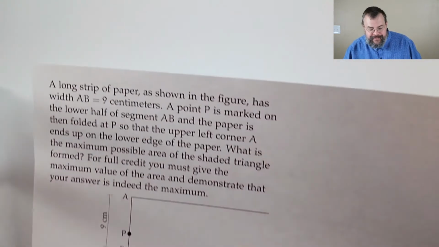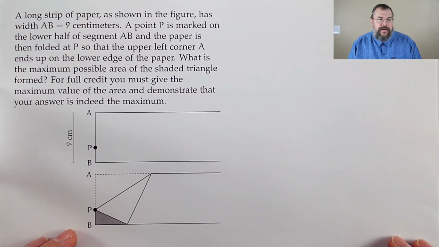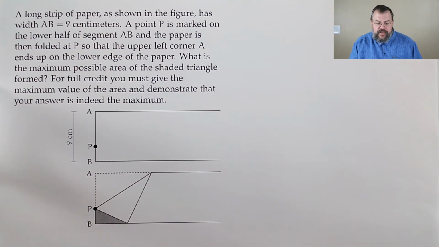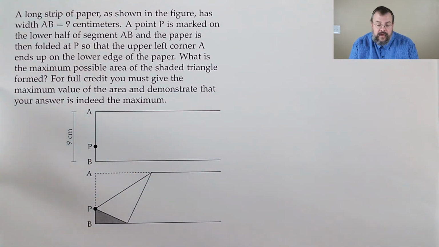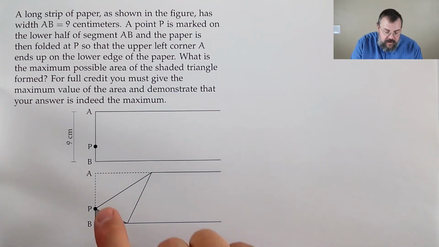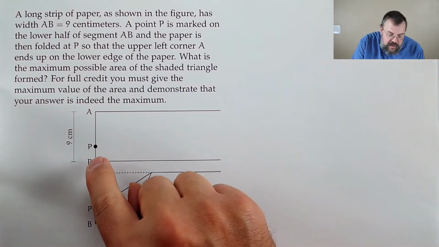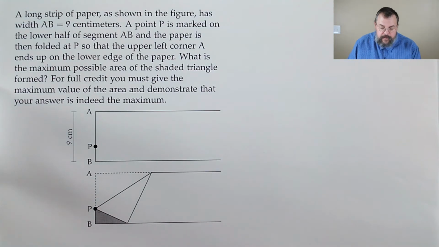Well, time for another problem. A long strip of paper, as shown in the figure, see, here's the figure, has width AB is 9 centimeters. So the distance from top to bottom is 9. A point P is marked on the lower half of segment AB. So in other words, P is not high up, it's closer to B. That's what it means by the lower half of the segment.